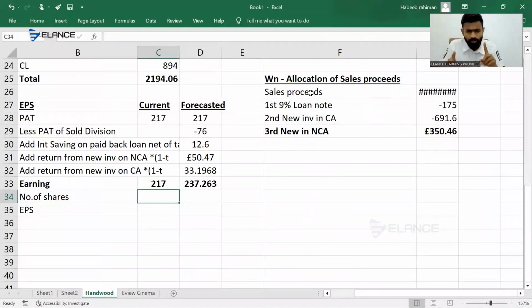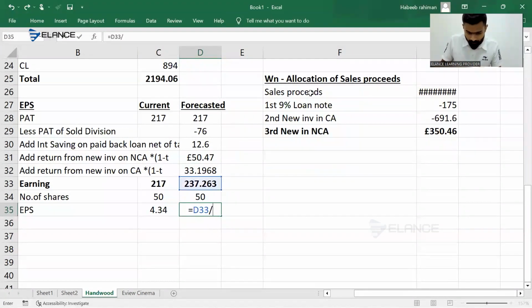See, if we are assuming 1 per share, the number of shares will be 50 here, 50 here. If we assume par value is 0.5, then 100 here, that means 50 by 0.5, and here 50 by 0.5, the numbers will be same. Since there is no new share issue, the number of shares will remain same. So it is best to assume par value is 1. So the number of shares will be 50. Then EPS will be 217 divided by 50 and 237 divided by 50.